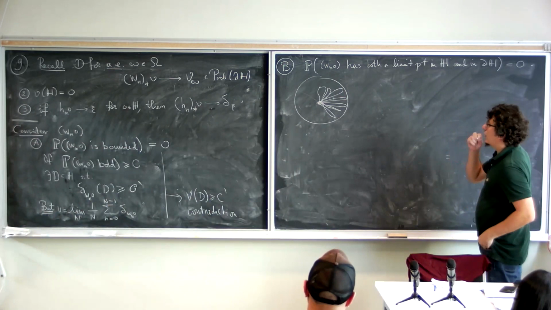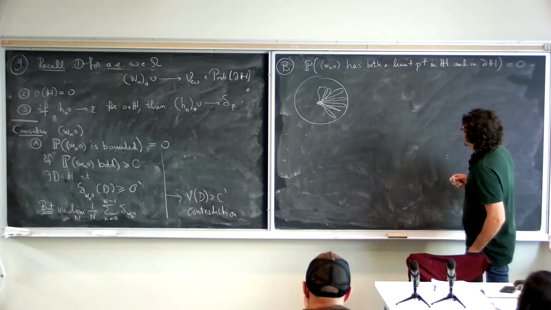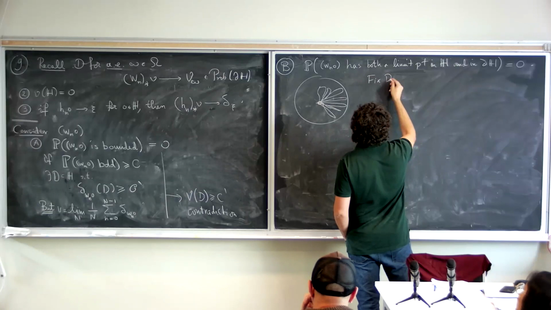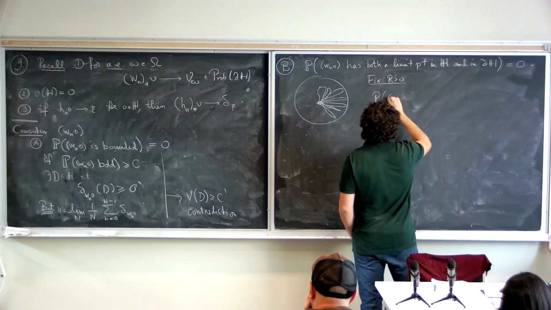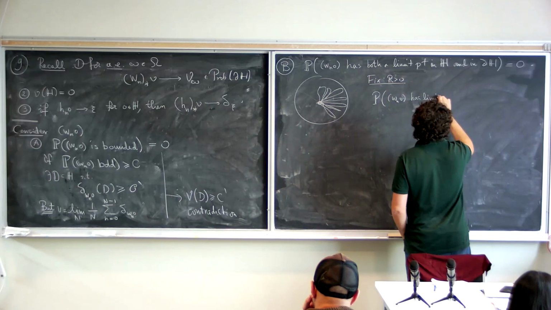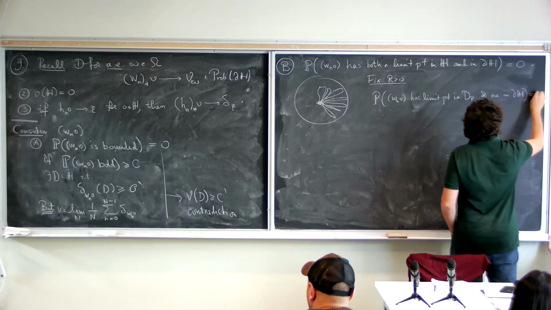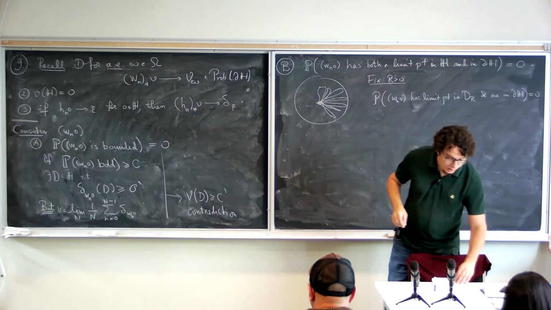And let's see why. So again, in fact, you want to say that you fix some R, and you want to say that the probability that W_n O has a limit point in the disk of radius R and one in the boundary of H is zero. Right. And so the trick here is you look at the Radon-Nikodym derivative.